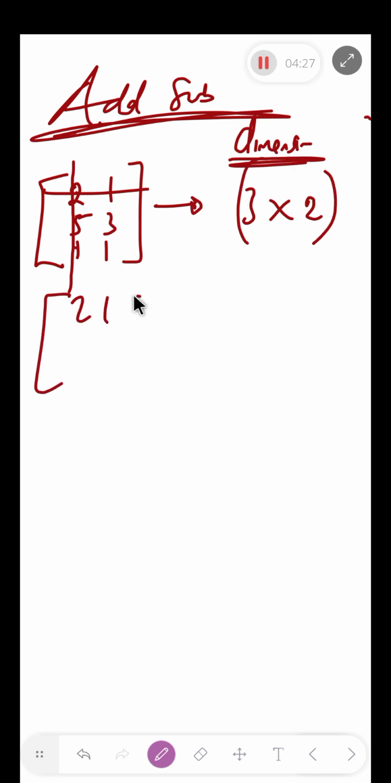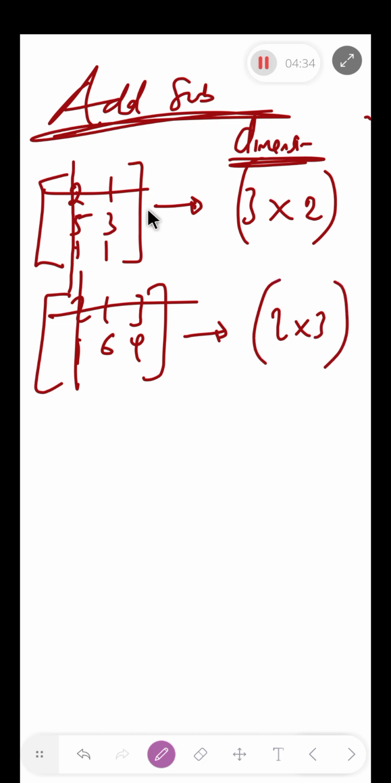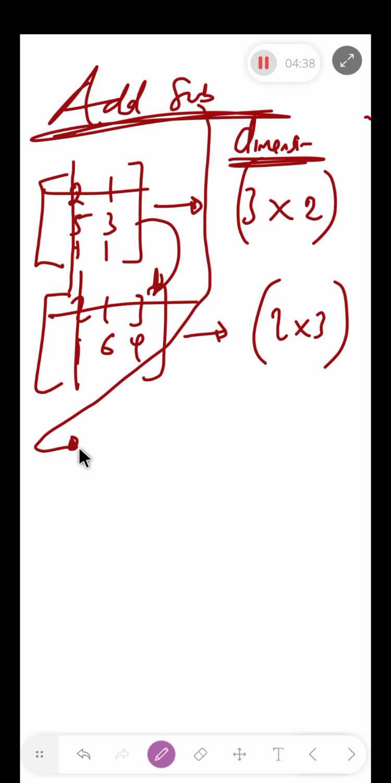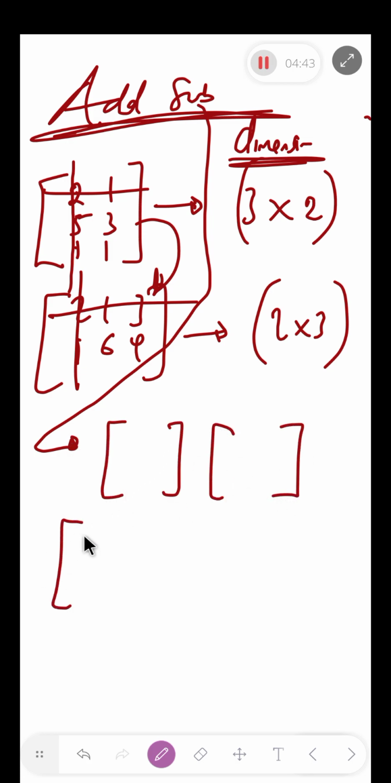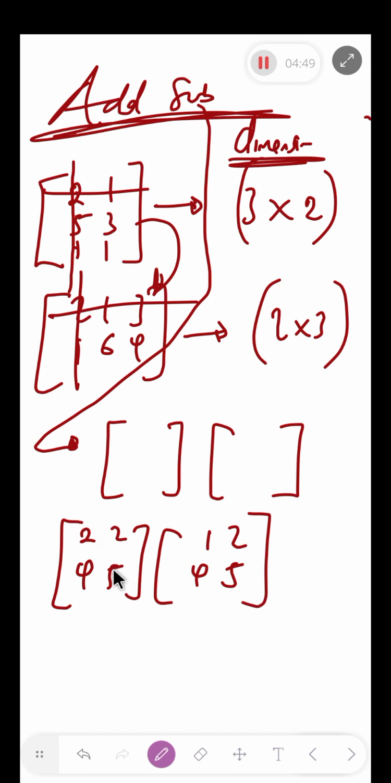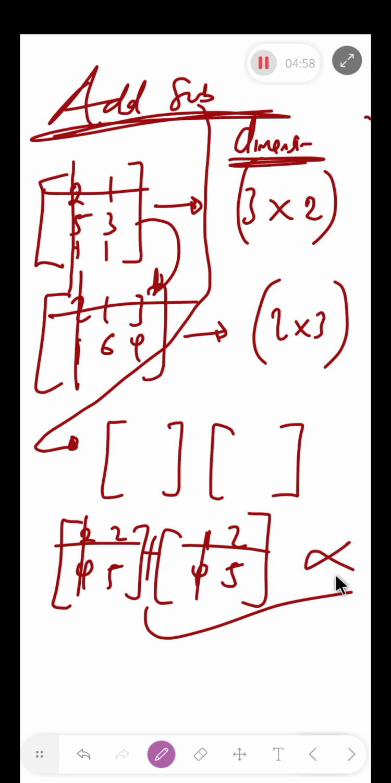What of 2, 1, 3, 1, 6, 4? This is what? 2 by 3. So you can't add these two matrices together. Under addition and subtraction, the rule says you can only add a matrix with the same dimension. Like if you have 2 by 2, 2 by 2, this 2 by 2 matrix, okay, 2 by 2, 2 by 2. So you can go ahead and add them. The addition will exist. But if they do not have the same dimension, then it does not exist. Okay, so that's how it works.